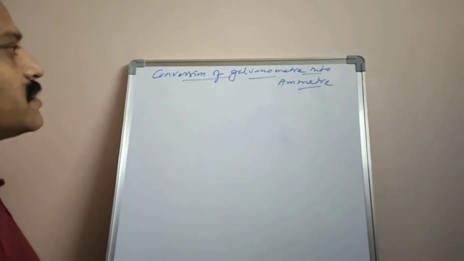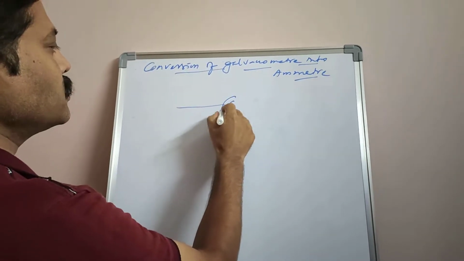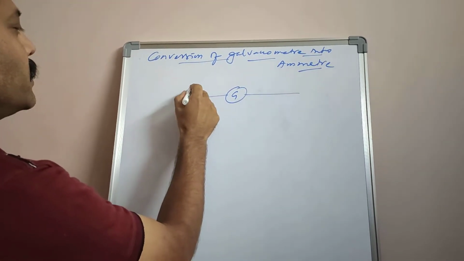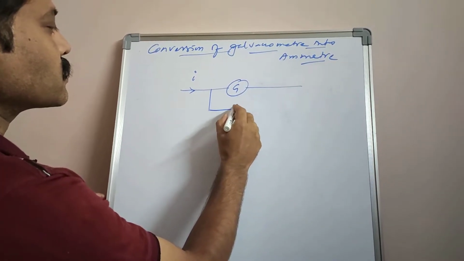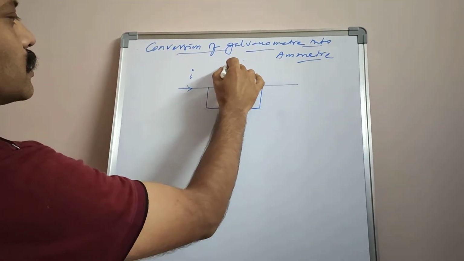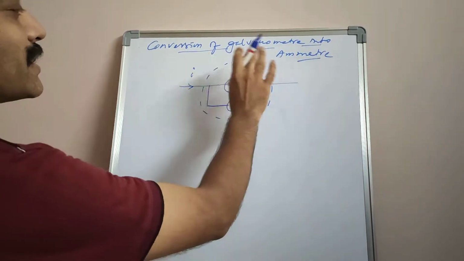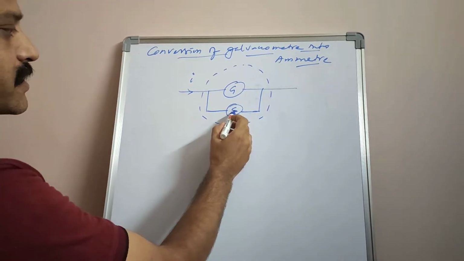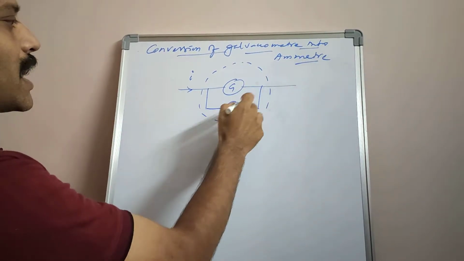How can we convert this galvanometer into ammeter? Consider a galvanometer having a resistance of capital G. Let I be the current that passes through the galvanometer. When a small resistance called shunt resistance is connected in parallel to the galvanometer, it can be converted into an ammeter.